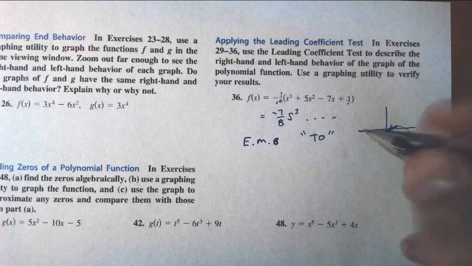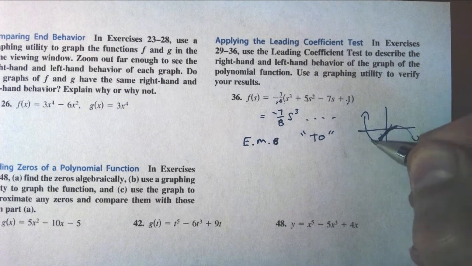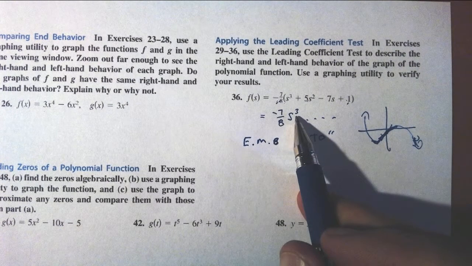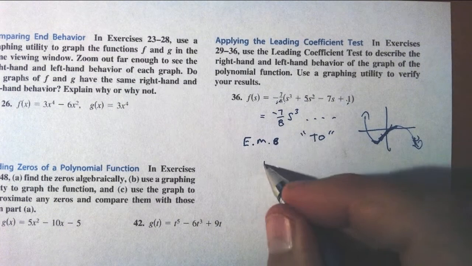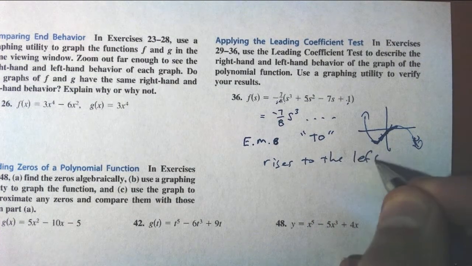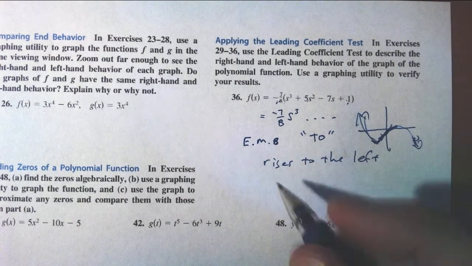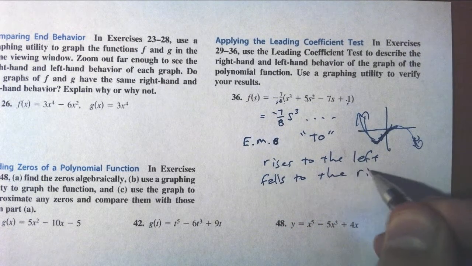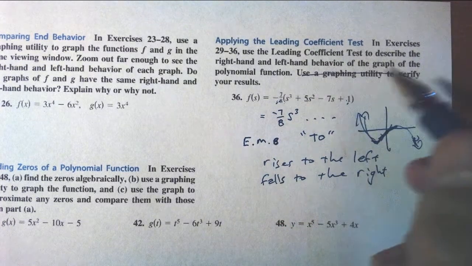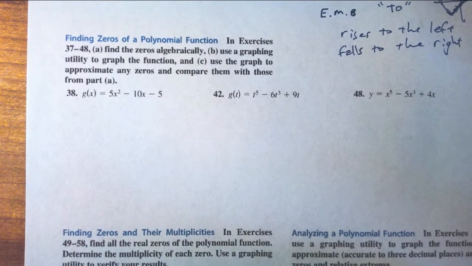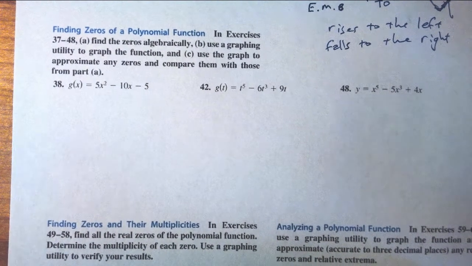It's going to look like this, but we don't really need the graph to know that because it's just negative and odd. Therefore, it rises to the left. As we go to the left, it's going up, and it falls to the right. And you're certainly welcome to check that with your graphing calculator. Okay, 37 through 48. Find the zeros algebraically.